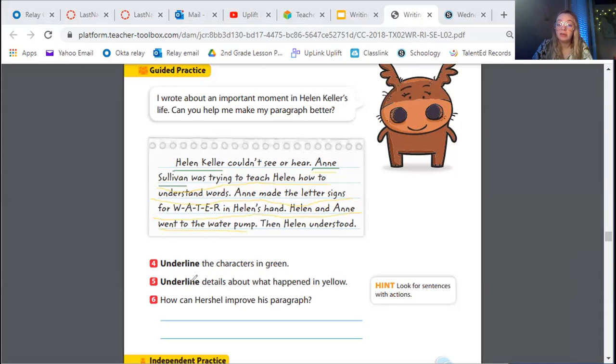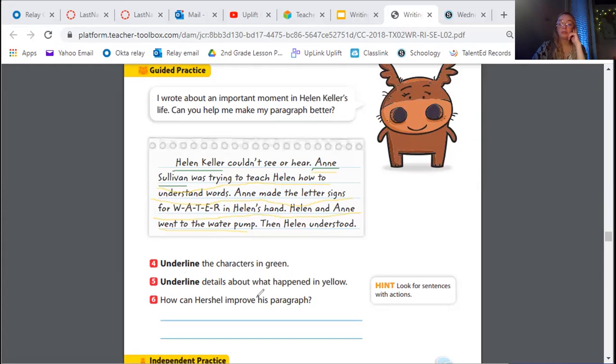So we've done steps 4 and step 5. If you want to take a minute and pause your video and change anything that you underlined to match mine, you can do that now. Come back when you're ready. We'll go on to number 6. Oh, and remember this hint, look for sentences with actions for the yellow part. So hopefully you have underlined in green and yellow and you're ready to move on to number 6.